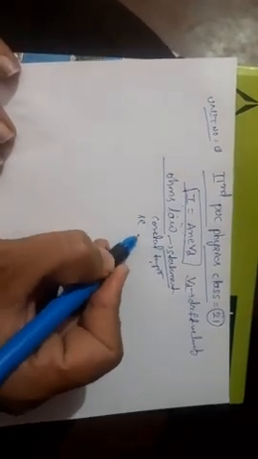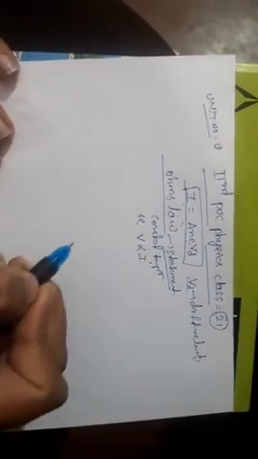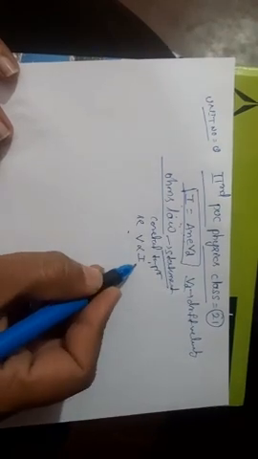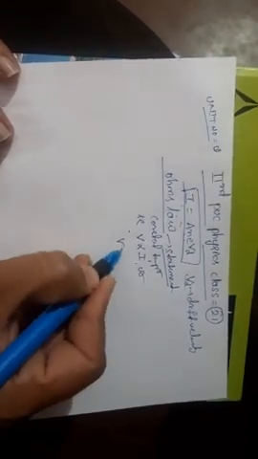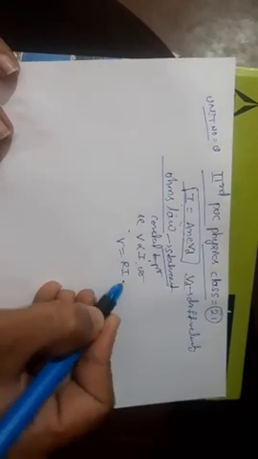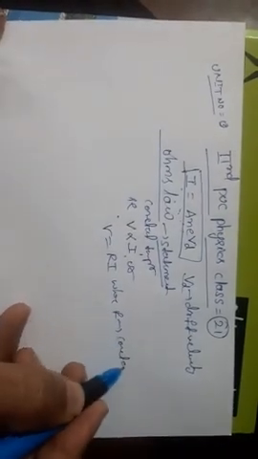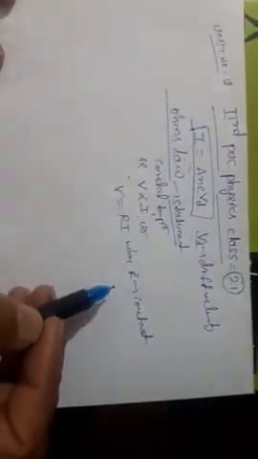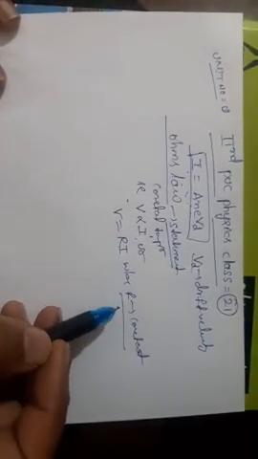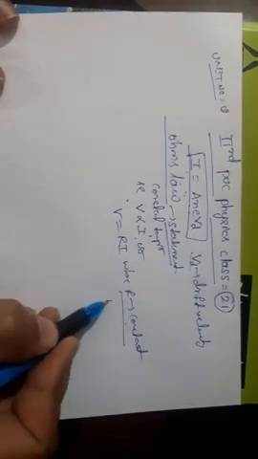That is, V is proportional to I, or V = RI, where capital R is a constant. That constant is called resistance.